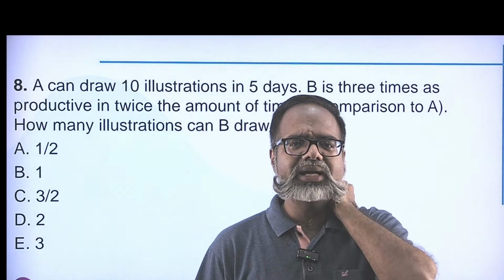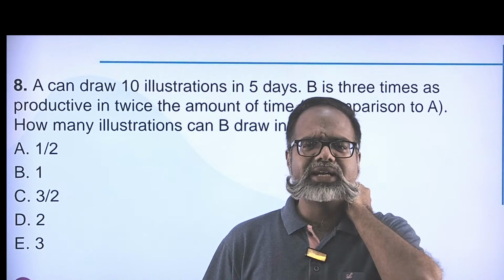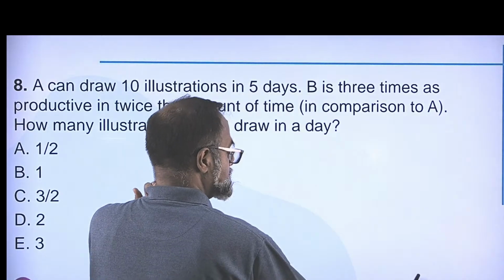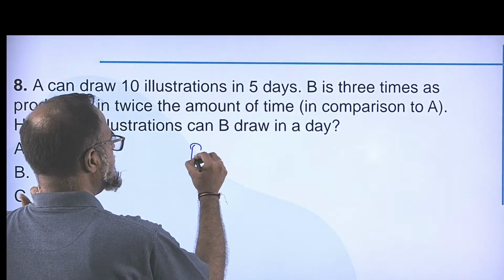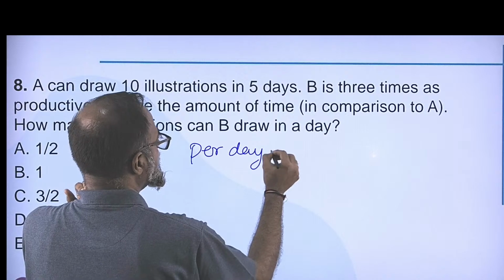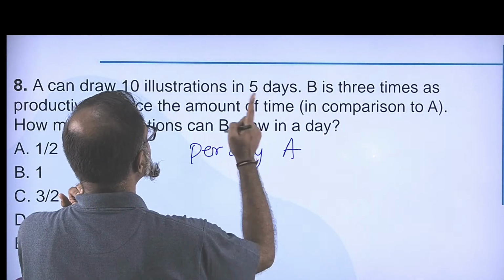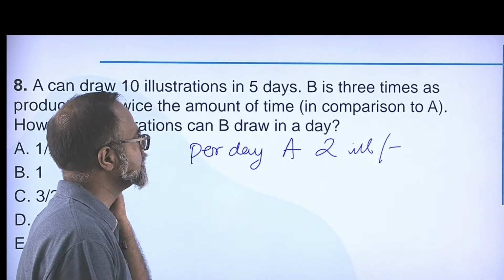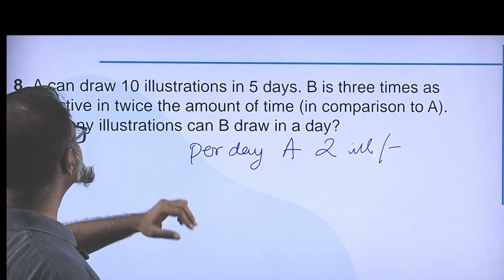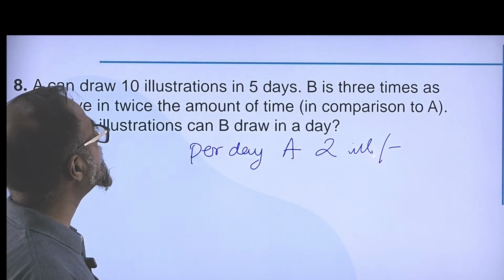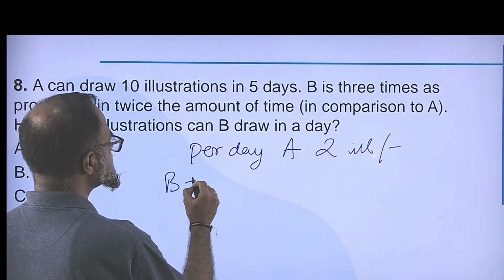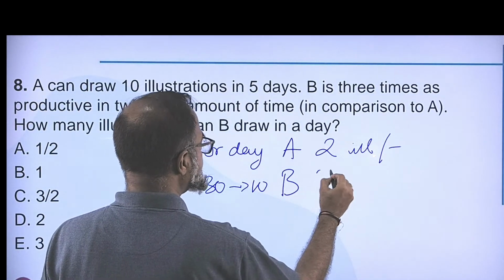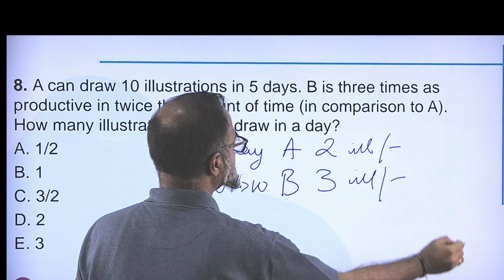Again, it seems like ratio-y. Let's see. A can draw 10 illustrations in 5 days. Okay. So, per day, A can draw 10 illustrations in 5 days. So, 2 illustrations in 1 day. So, 2 illustrations per day is A's capacity. B is 3 times as productive in twice the amount of time. So B does 30 illustrations in 10 days. So technically B does 3 illustrations per day.